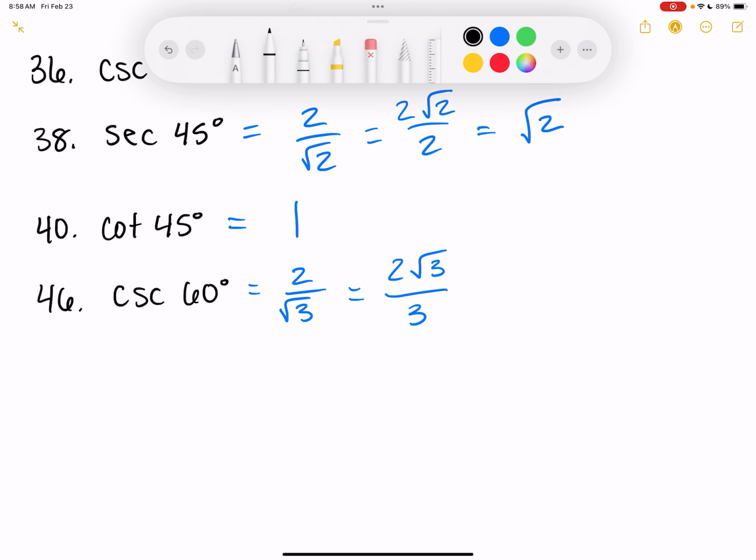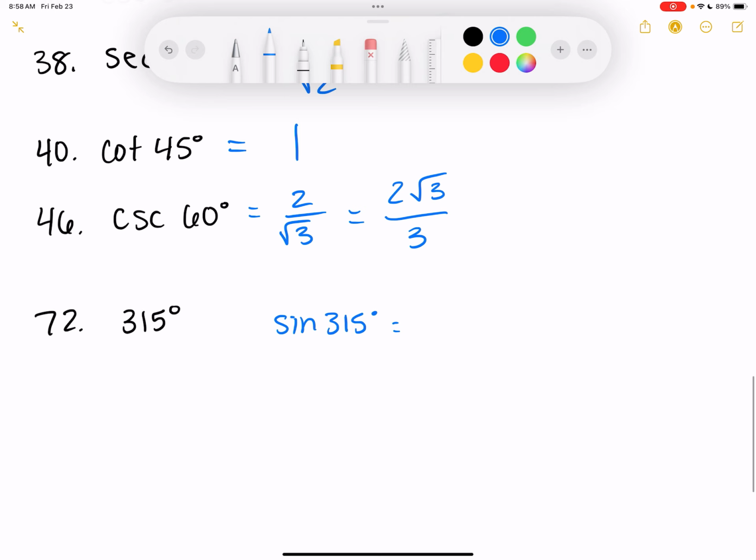72, 315 degrees. And they want us to find all 6 trig functions of 315 degrees. So they want us to find the sine of 315 degrees, the cosine of 315 degrees, the tangent of 315 degrees, and so on and so forth.